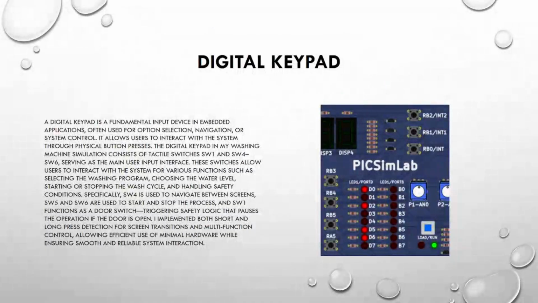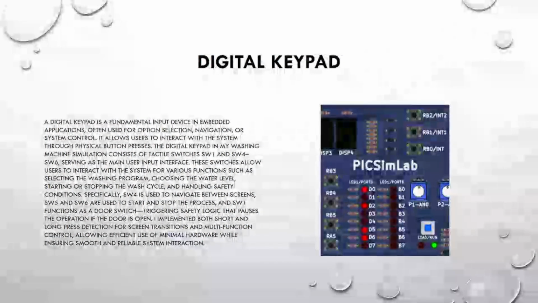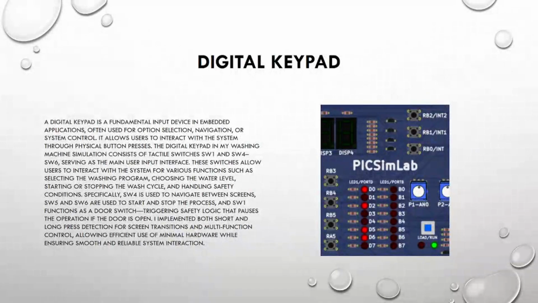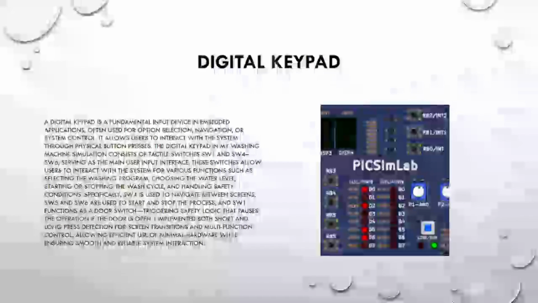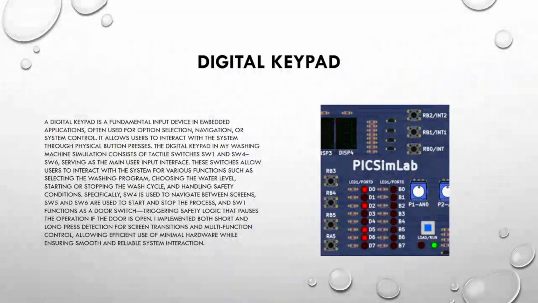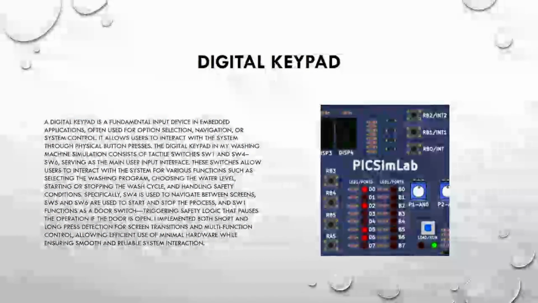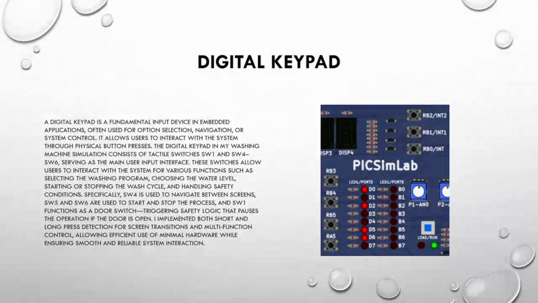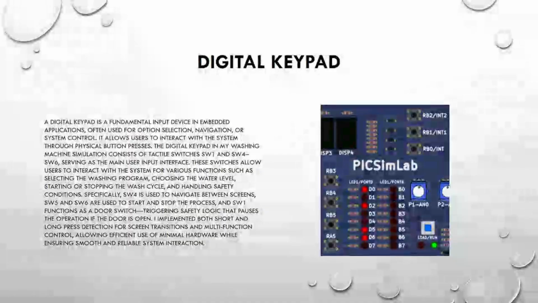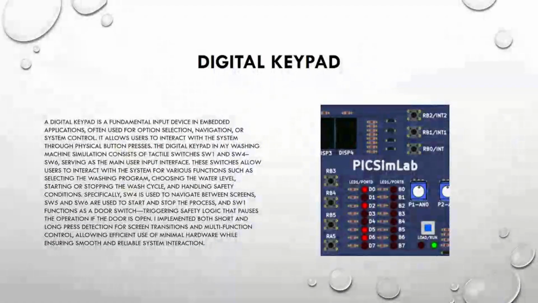These switches allow selecting the washing program, choosing the water level, starting or stopping the wash cycle, and handling safety conditions. Specifically, switch 4 is used to navigate between the screens, switch 5 and switch 6 are used to start and stop the process, and switch 1 is used as a door switch, triggering the safety logic that pauses the operation if the door is open. I implemented both short and long press detection for screen transitions and multi-function control, allowing efficient use of the limited hardware while ensuring smooth and reliable system interaction.